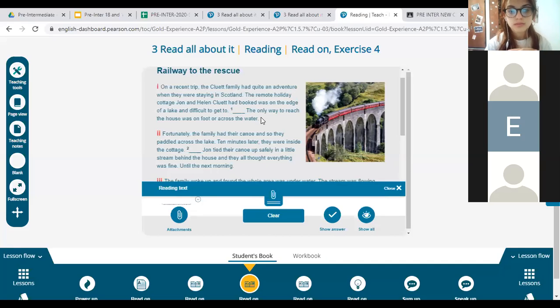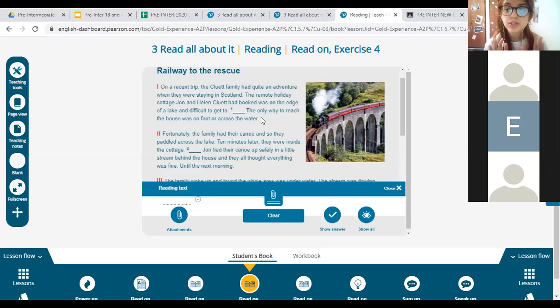On a recent trip, the Clute family had quiet and nature when they were staying in Scotland. The remote holiday cottage Sean and Helen Clute had booked was on the edge of a lake and difficult to get to. The only way to reach the house was on foot or across the water. Okay, very good. Thank you.